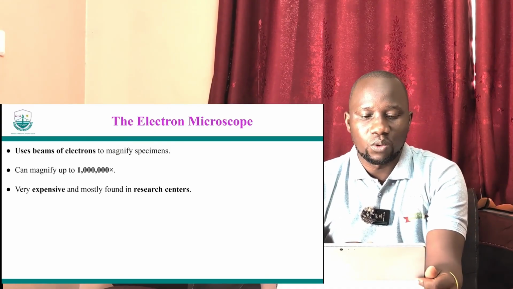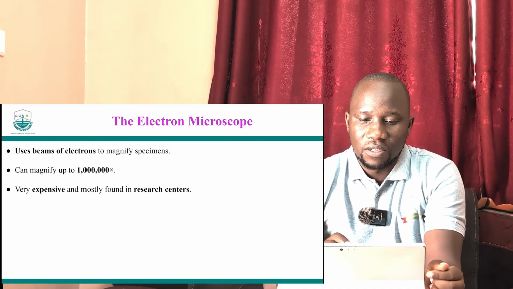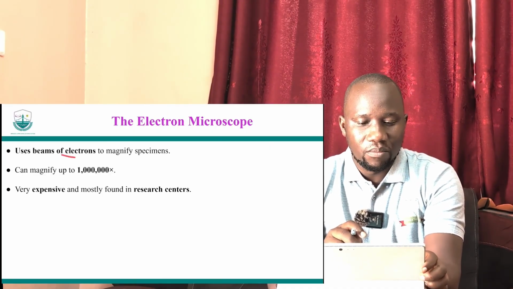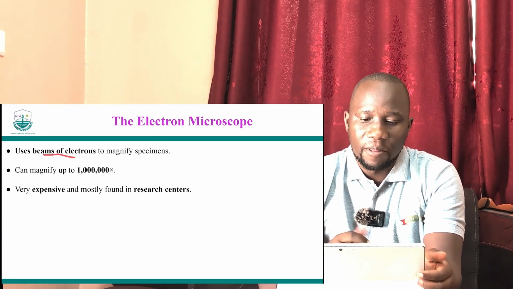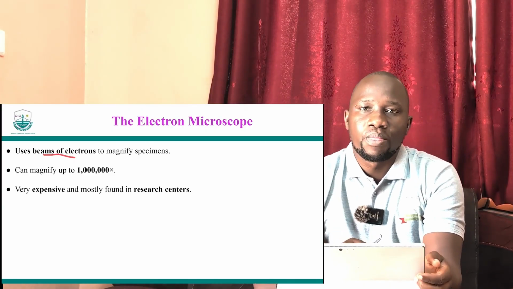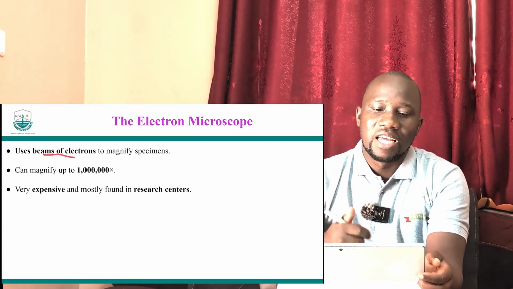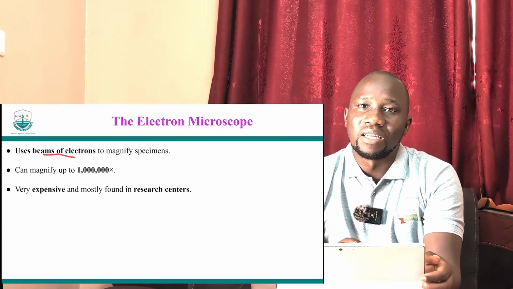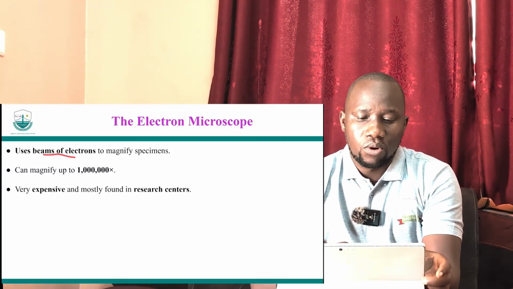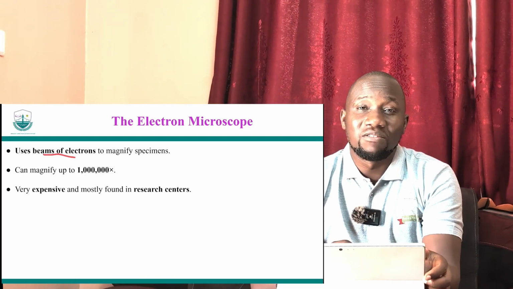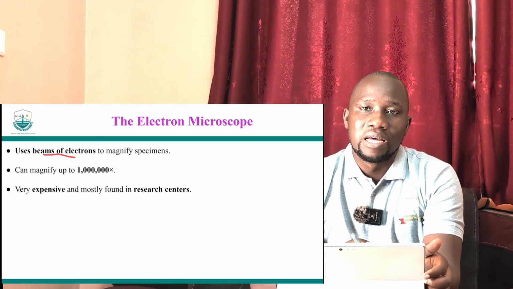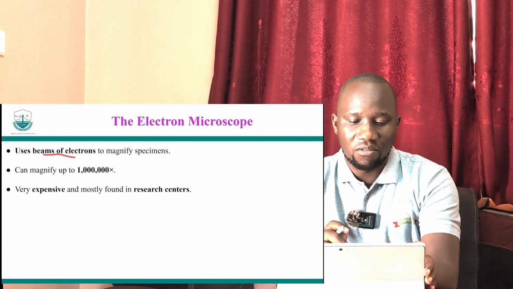So starting with the electron microscope, just like the name suggests, it uses what we call electrons. It uses a beam of electrons to magnify specimens. So that means that electrons have to pass through the specimen, and then we get an image of the specimen. And this image is a magnified one. So the electron microscope can actually give you greater magnification, about 1 million magnification.